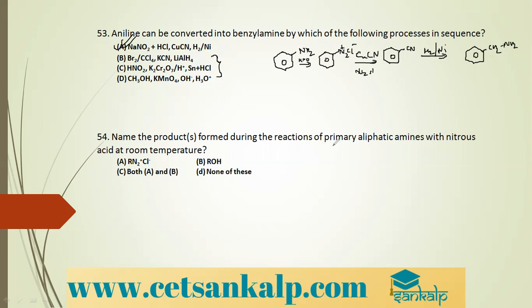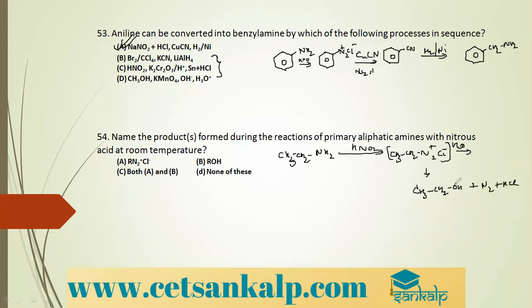Name the product formed during the reaction of primary aliphatic amines. Very, very interesting question. Primary aliphatic amine with nitrous acid. What is the product formed? Primary aliphatic amines react with nitrous acid to form aliphatic diazonium salt. Let me say CH3, CH2, N2 plus Cl minus. It is very unstable. It will undergo hydrolysis and form CH3, CH2, OH. And N2 comes out.